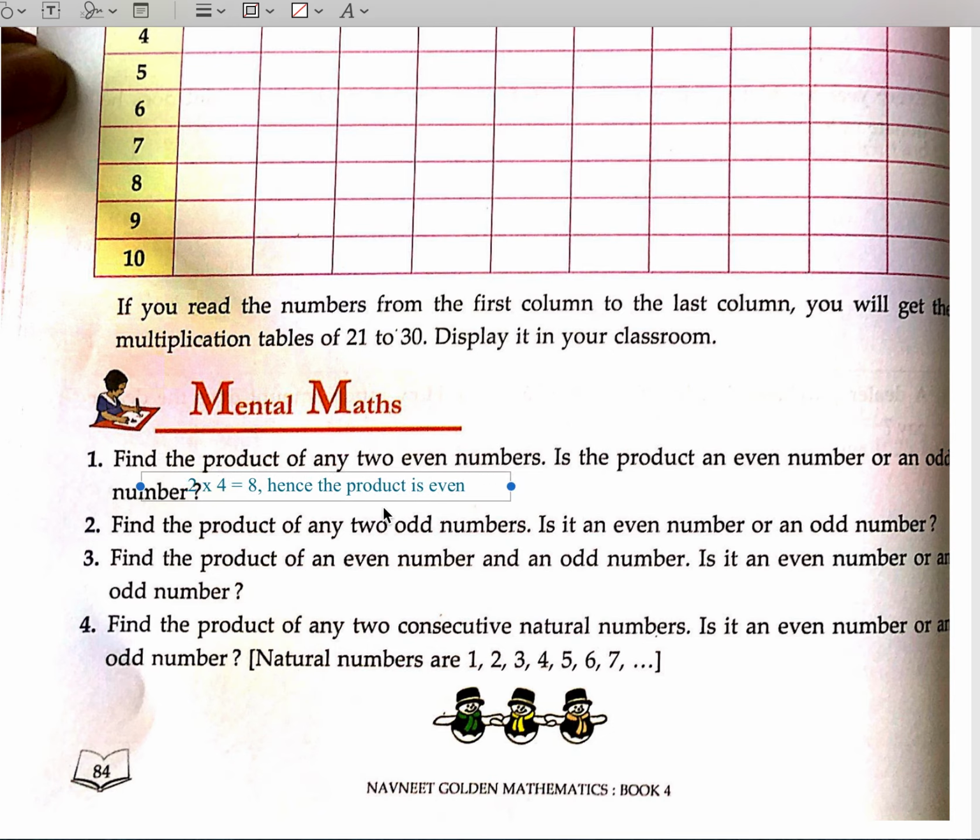Now find the product of any two odd numbers. Is it an even number or an odd number? Now odd numbers are numbers like 1, 3, 5, etc. So there we will do 3 into 5, which is equal to 15. Hence, product is odd.